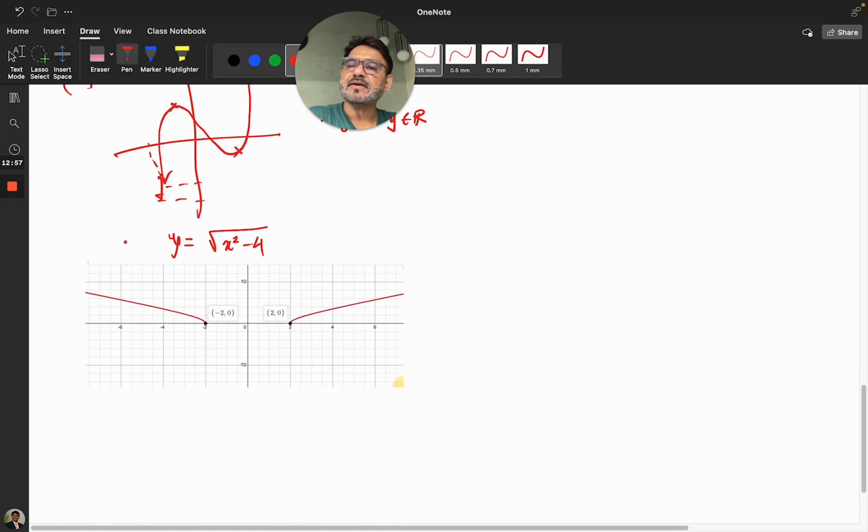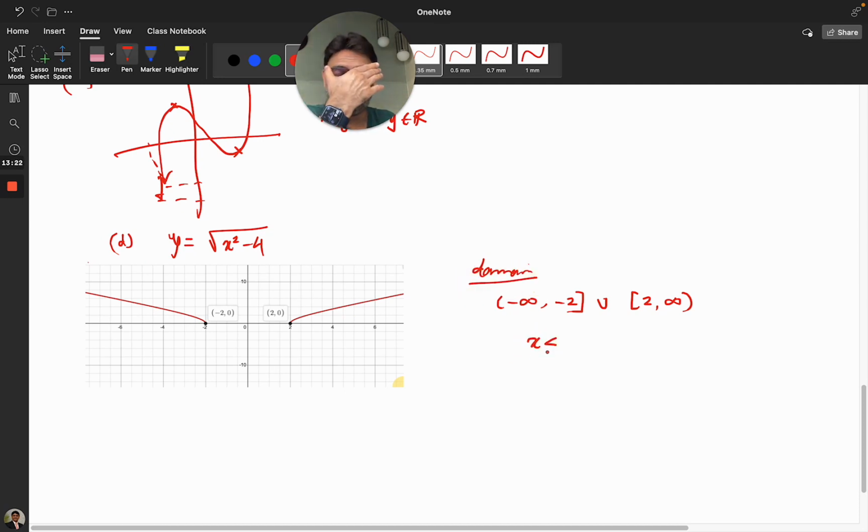This is D I'm doing. So your domain are all the x values. So you can say from -infinity to -2 included, so -infinity to -2 union 2 to infinity. That's your domain. Or if you don't like writing like this, then you can write x is less than or equal to -2 union x is greater than or equal to 2. You can write like this also. Both are equivalent, doesn't matter.